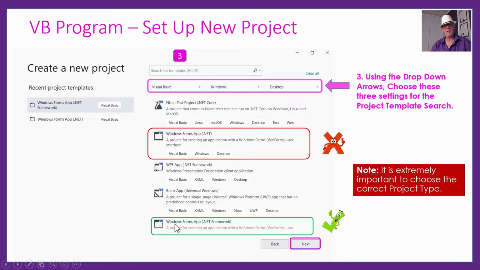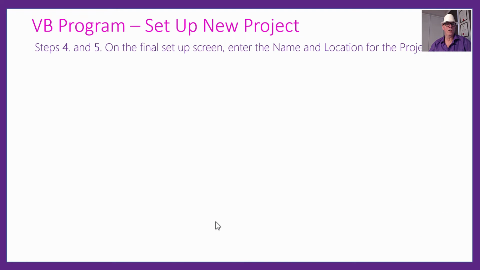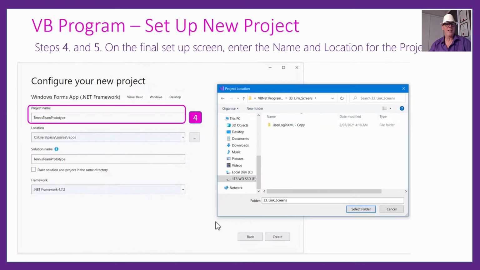It's because back at the start they didn't select Windows Forms App .NET Framework, and if you have not got the right one at the start, you can't go back later on and fix it, all right? Now, we've still got some more to do. We've got steps 4 and 5 for whenever we set up a new project.